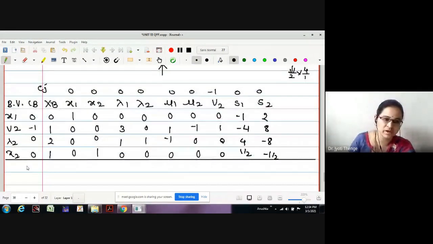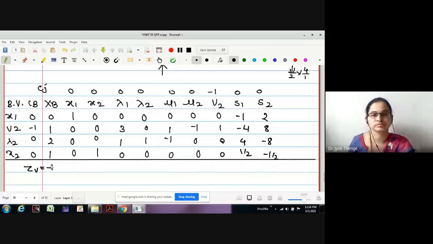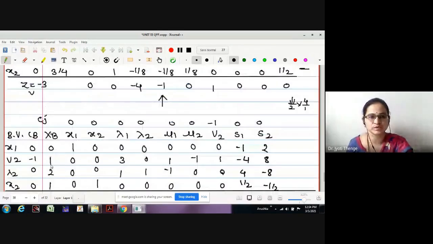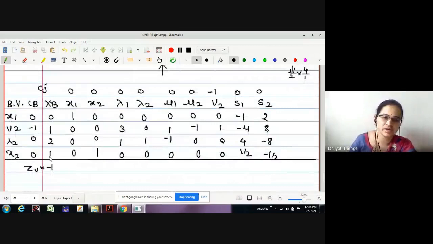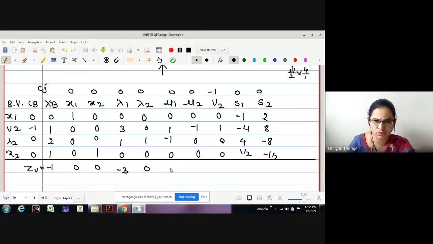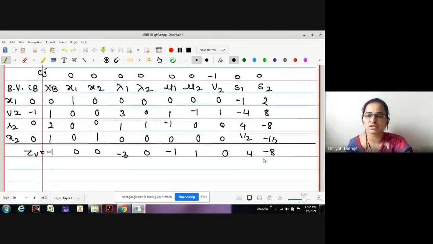Now ZV becomes minus 1. Right? The solution improves from minus 3 to minus 1. Next, the net evaluations are the negative of the second row: 0, 0, minus 3, 0, minus 1, plus 1, 0, plus 4, minus 8. Now the most negative corresponds to S2.